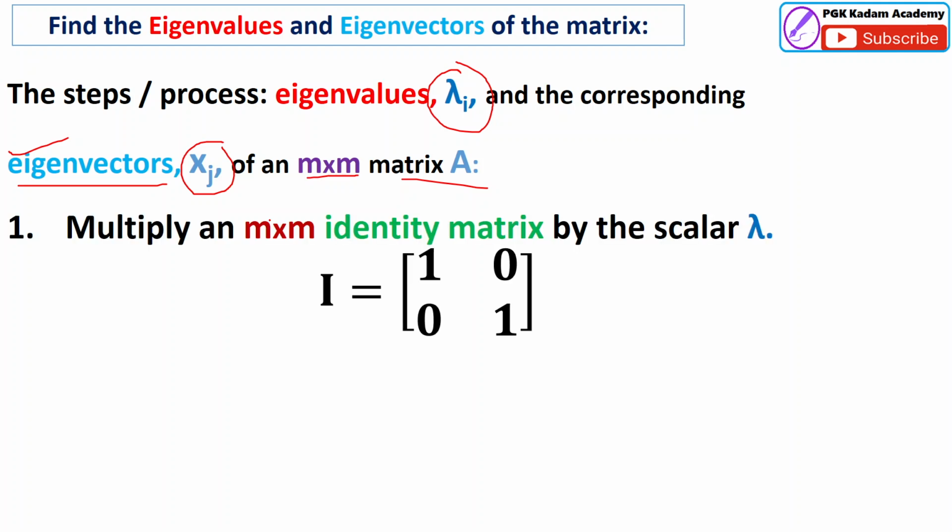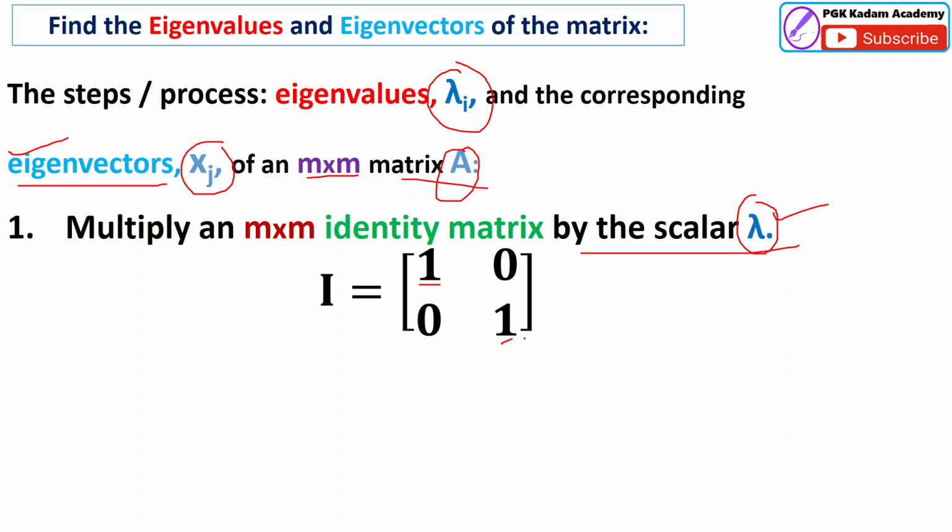So dear friends, the first step is to multiply an m by m identity matrix, with the same dimension as the A matrix, by the scalar lambda. Lambda is what? It's the eigenvalue we want to find. What does the identity matrix mean? It's the matrix where the diagonal values are all 1 and the remaining values are 0.